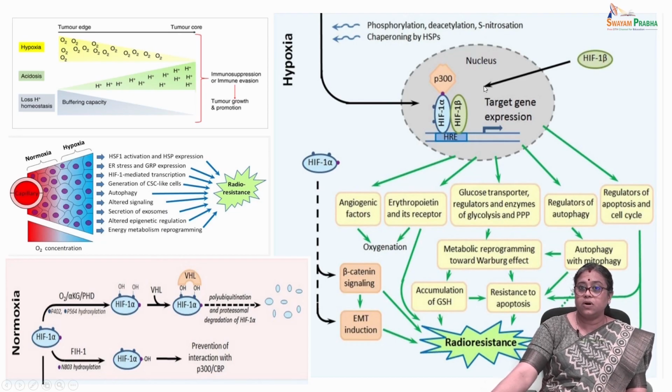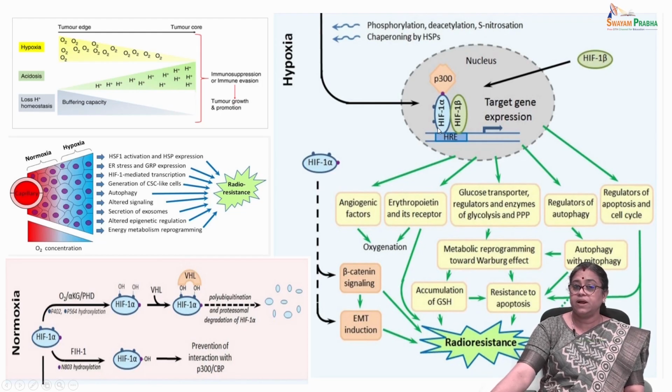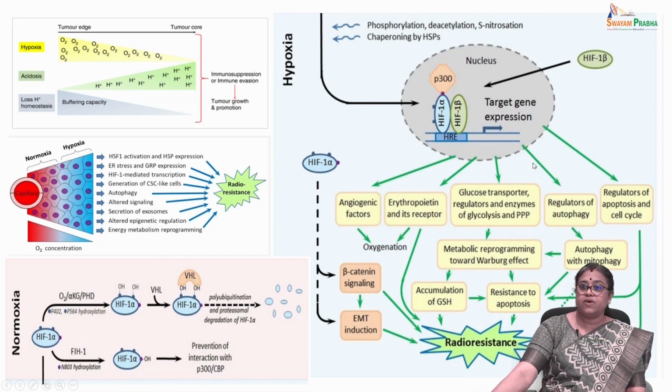Now, let us see what are the genes which get expressed in response to this HIF1 alpha and beta. So, you have several angiogenic factors, erythropoietin and its receptors, the glucose transporter regulators, that is the GLUT molecules, and all the enzymes which are necessary for glycolysis are expressed. And then all the regulators of autophagy, regulators of apoptosis and cell cycle, all the genes which are necessary for these pathways are produced by the HIF1 family of proteins.